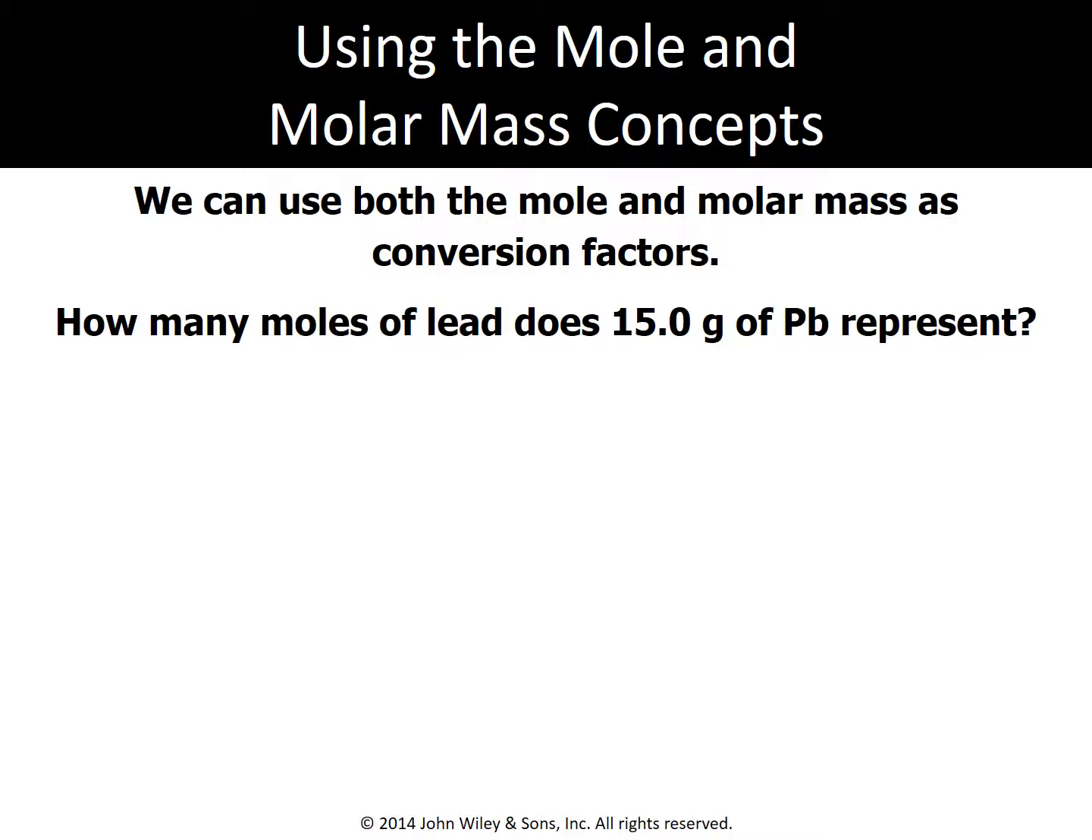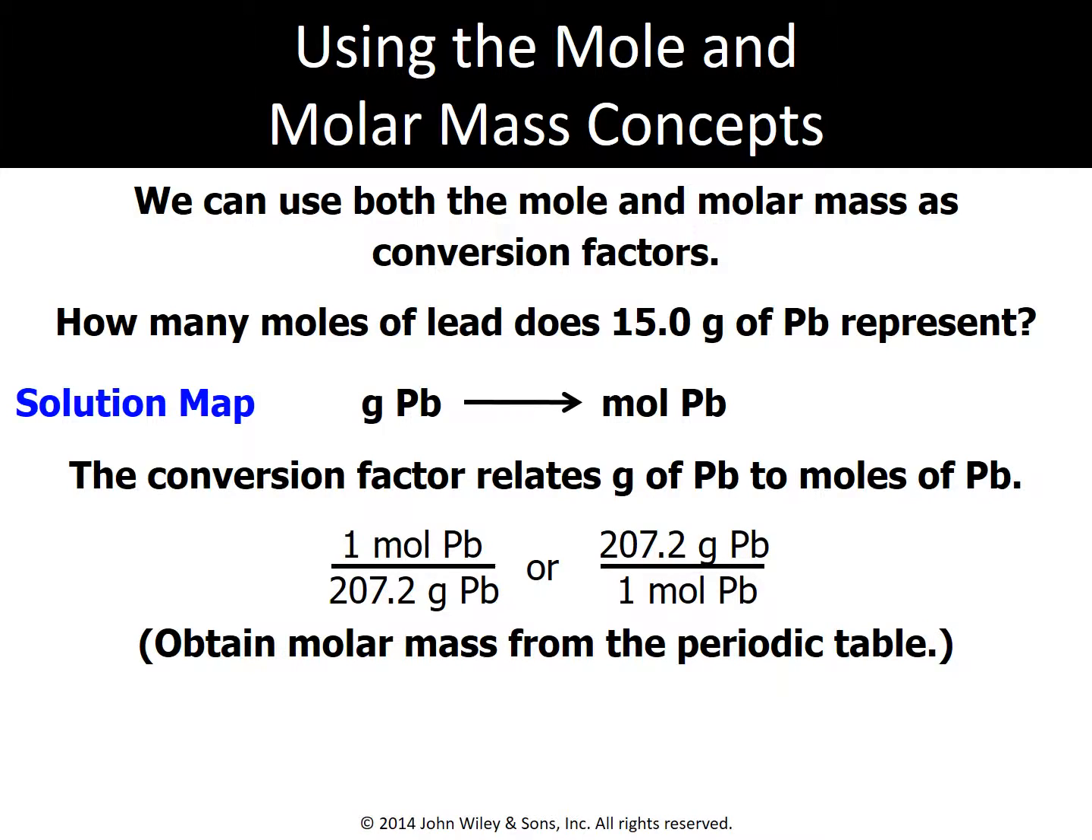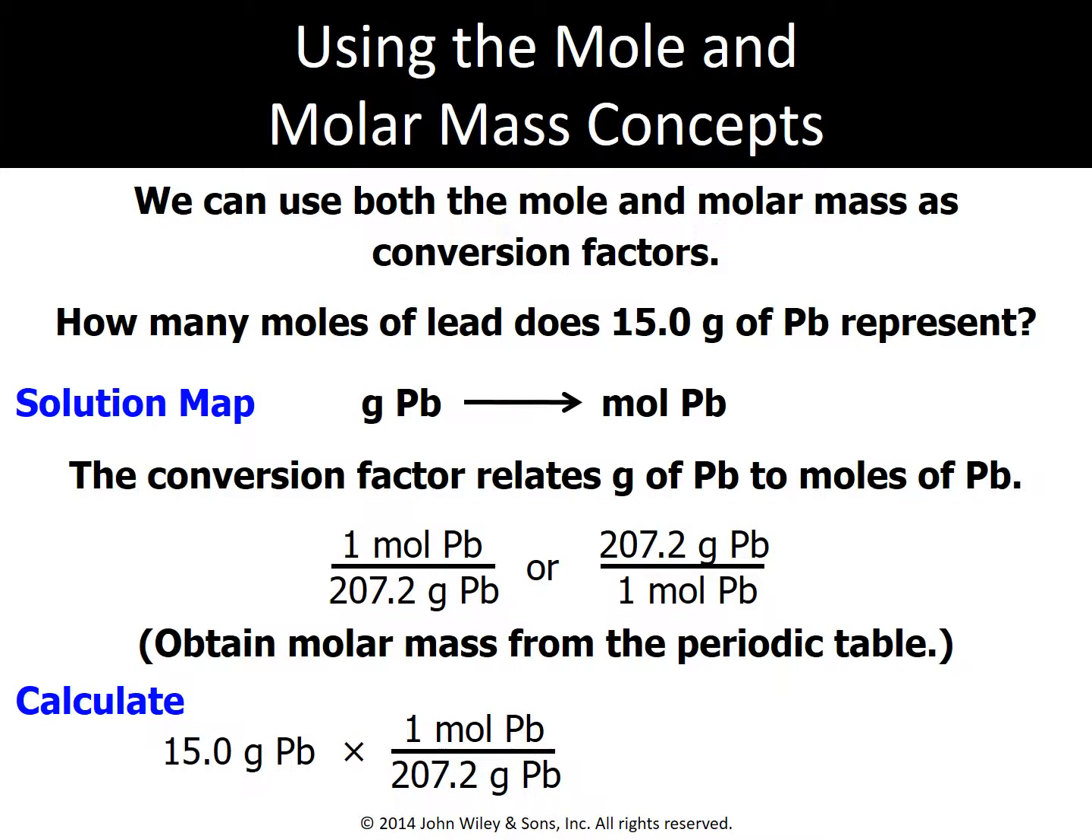So now let's look at some examples. How many moles of lead does 15 grams of lead represent? Easy conversion factor, right? We're going to be going from grams to moles. So here are our 2 conversion factors. And again, this 207.2 grams is taken from the periodic table. So if I ask for 15 grams, we're going to use the conversion factor that has grams on the denominator. Our units will cancel out. It's just simple division. We have 7.24 times 10 to the minus 2 moles of lead.